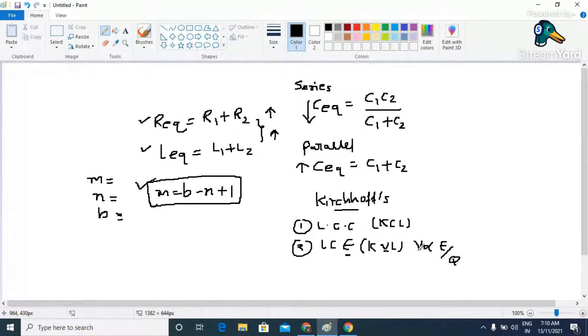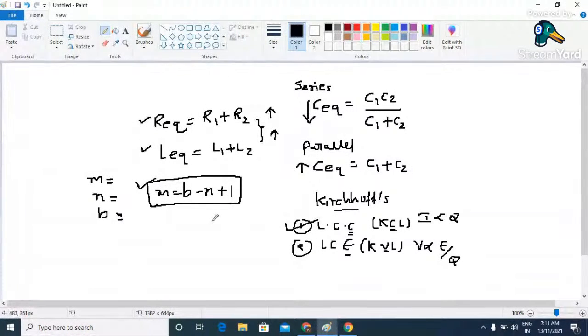In the same way, Kirchhoff's current law is called the law of conservation of charge. Why? Because current is proportional to Q. That's why when we apply KCL, we are basically applying the law of conservation of charge, and when we apply KVL, we are applying the law of conservation of energy. And I told you that while applying KVL or KCL, we need to take a proper sign convention. So what is the statement of Kirchhoff's current law?